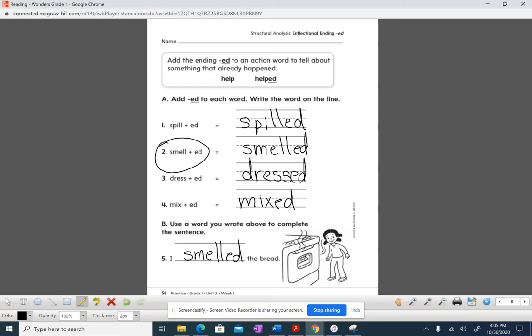Okay, now we're also going to do the next page, and Mrs. Shimmy is going too fast. You hit the pause button.